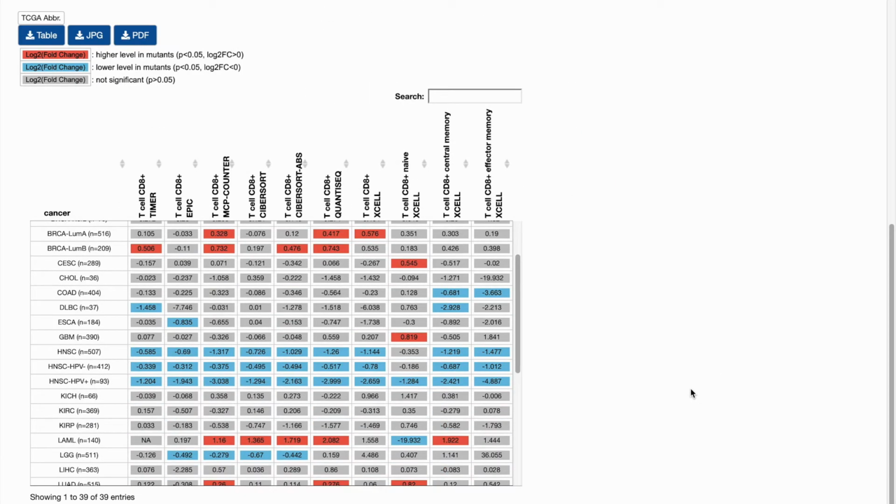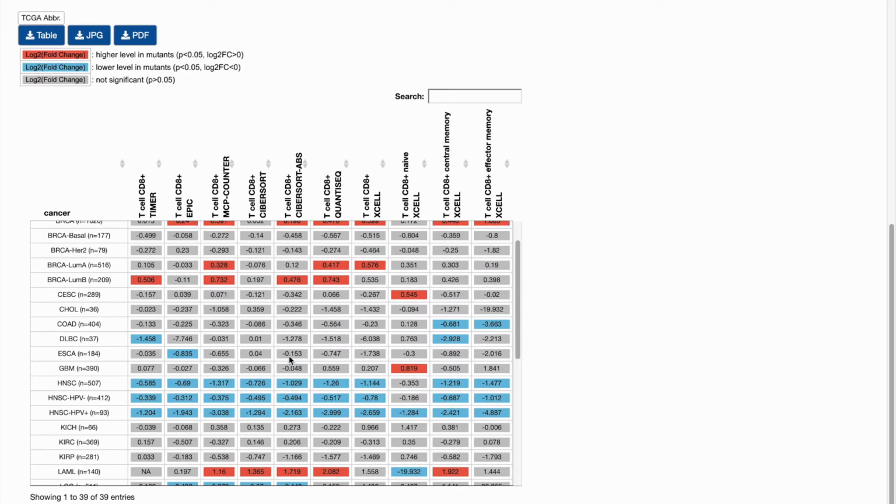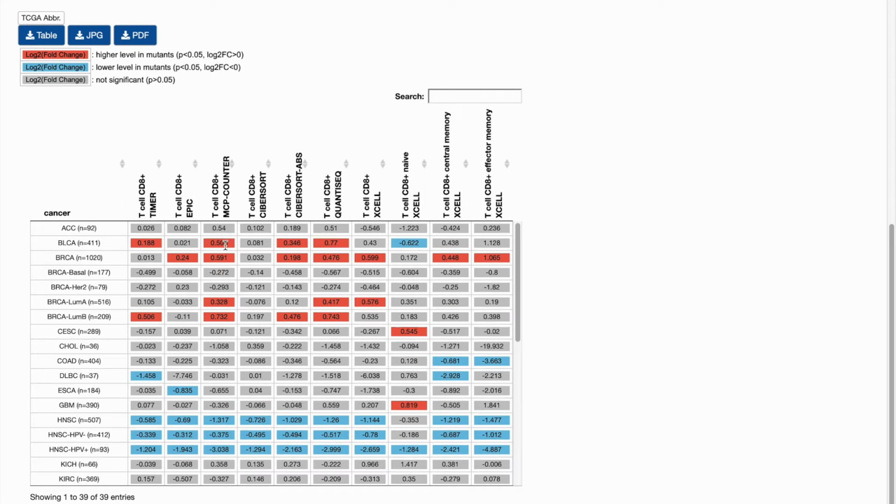Similar to the gene module, TIMER2 also outputs a similar format of heat map, but the difference is that the value in this heat map represents the log fold change of CD8 T cell infiltration in mutant samples over the wild-type samples, and the red color indicates a significantly higher level of CD8 T cell infiltration in TP53 mutant tumors, and the blue color indicates a significantly lower level of CD8 T cell infiltration in TP53 mutant tumors.